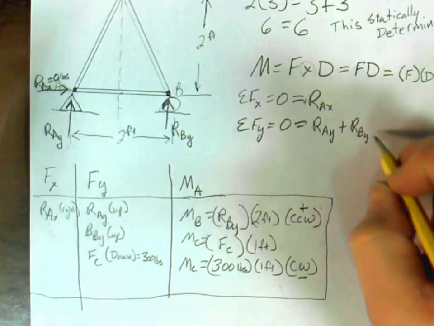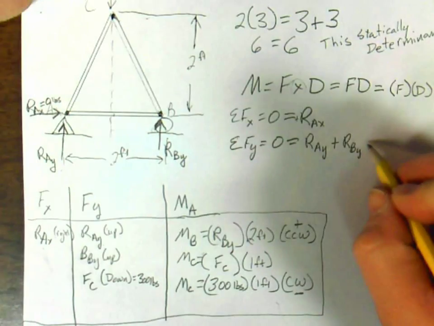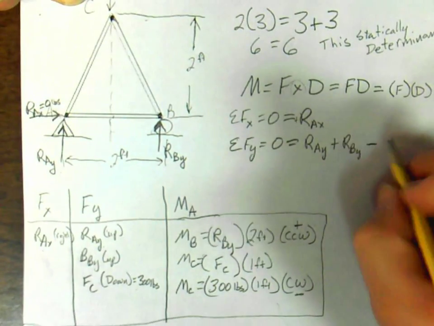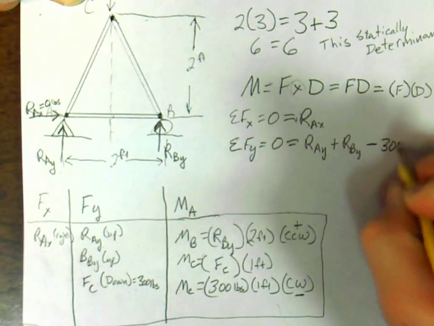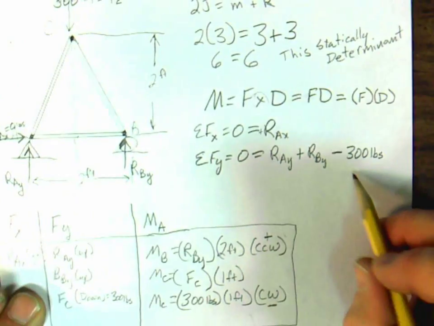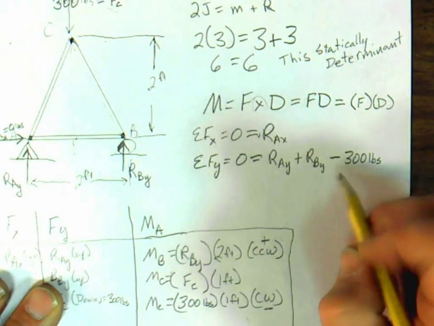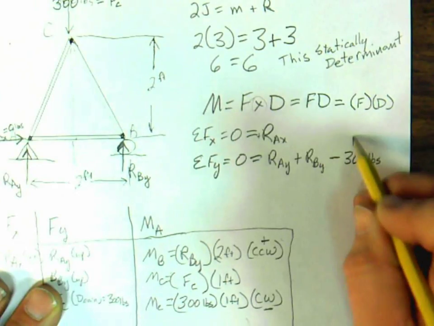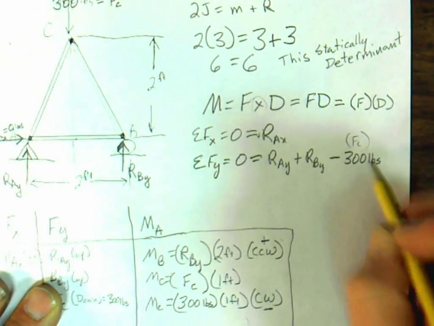300 pounds. Okay. Now, I'm putting the minus 300 pounds here, but if you're having problems, recognize that this is the same thing as the height at C. But I've already been given that, so I'm just putting that number in there. If I needed the variable, it would just be my variable F of C.